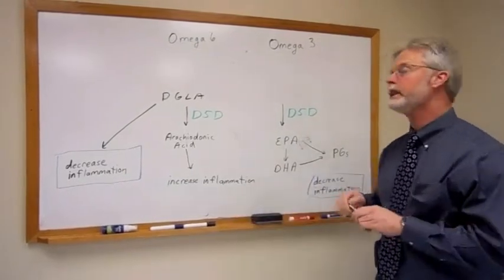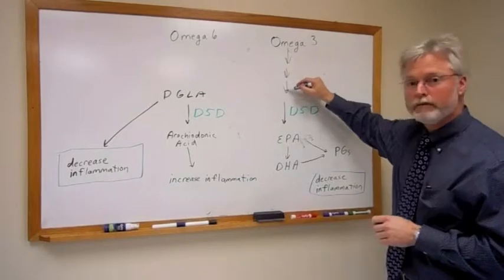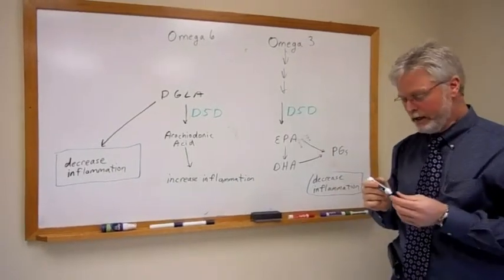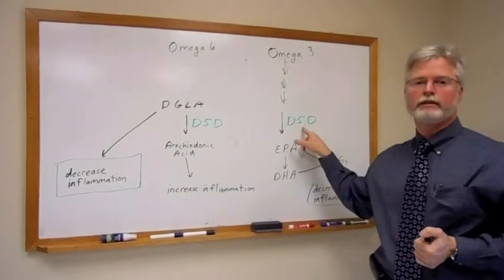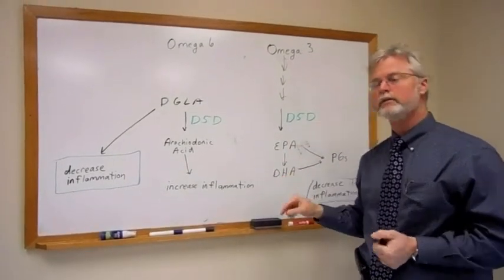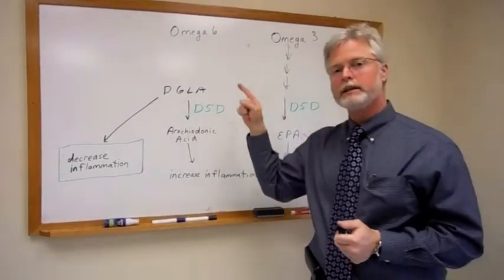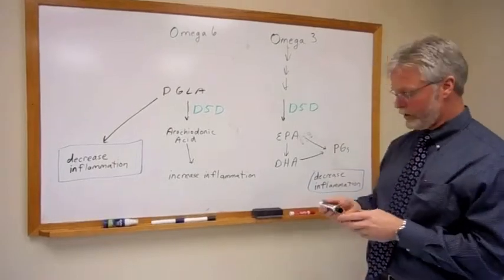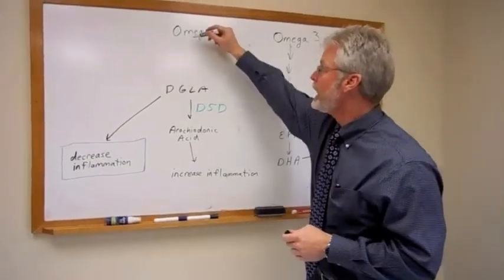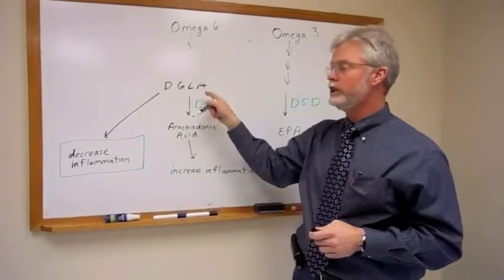Above here are other things that you eat, and your body converts it down, and converts it down with chemistry. The last conversion before you get to EPA uses an enzyme called delta-5 desaturase. So this is what we want to have happen. Now over here is the omega-6 pathway. And the omega-6 pathway, just like the other pathway, has many different fats in it. And it goes down, down, down to something called DGLA.